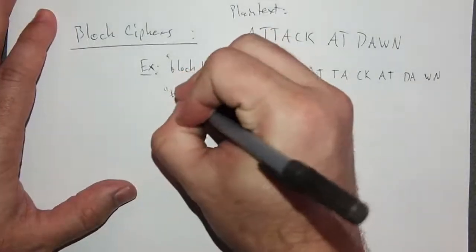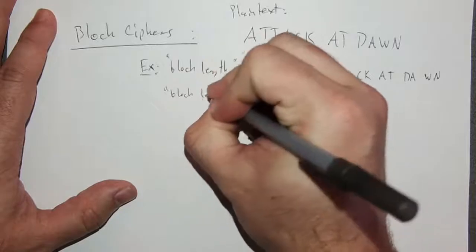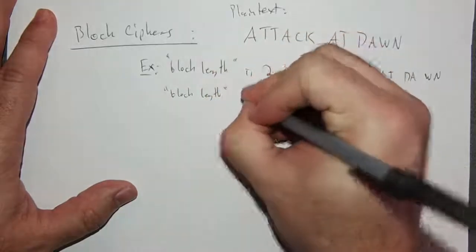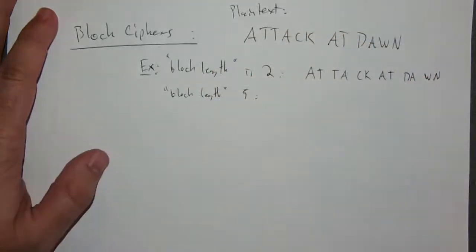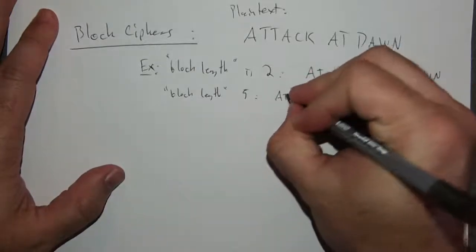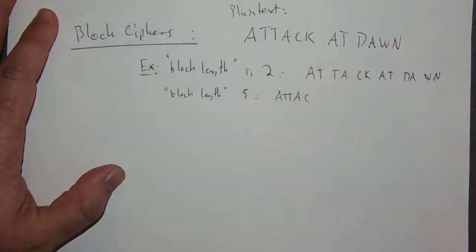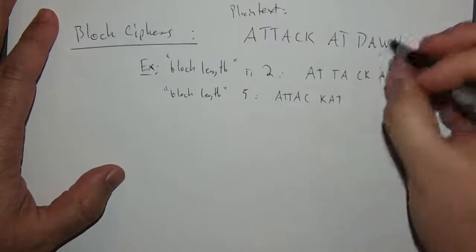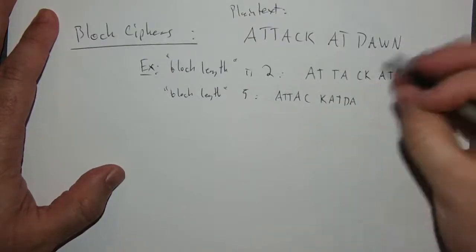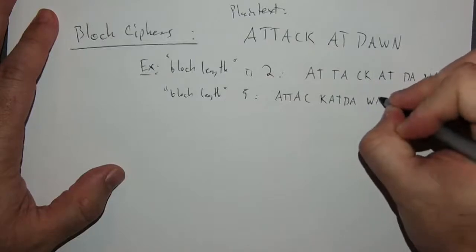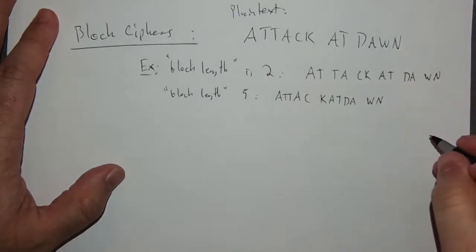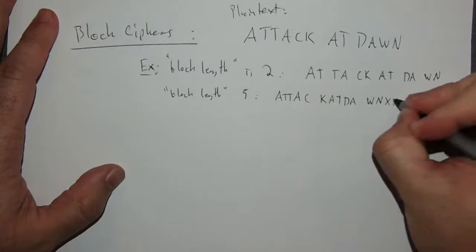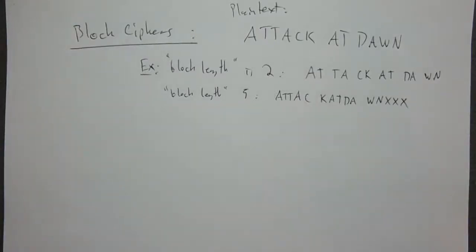What if you chose, say, block length 5? What would that look like? Well, you'd put ATTAC, K AT DA, and then you've run out of letters, but you need another block of 5. So WN, and then some dummy letter to fill it out. The textbook uses X here. X is definitely a good choice there.